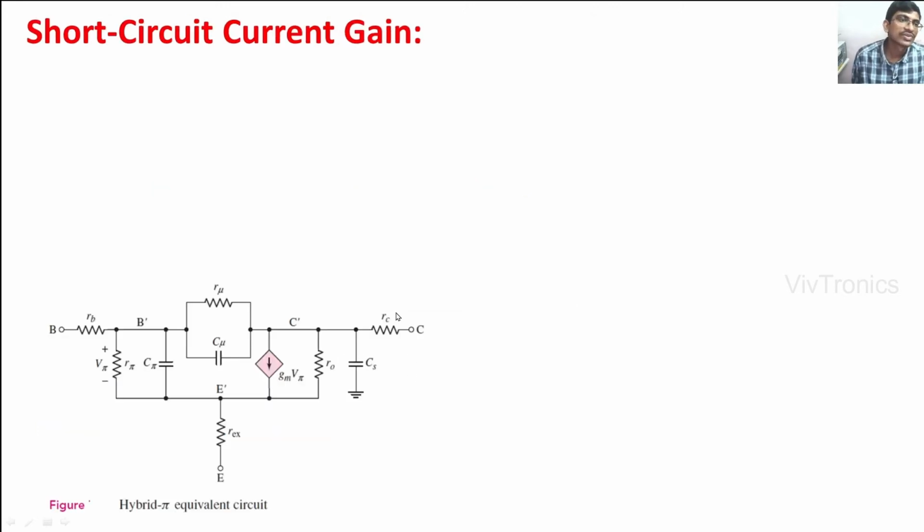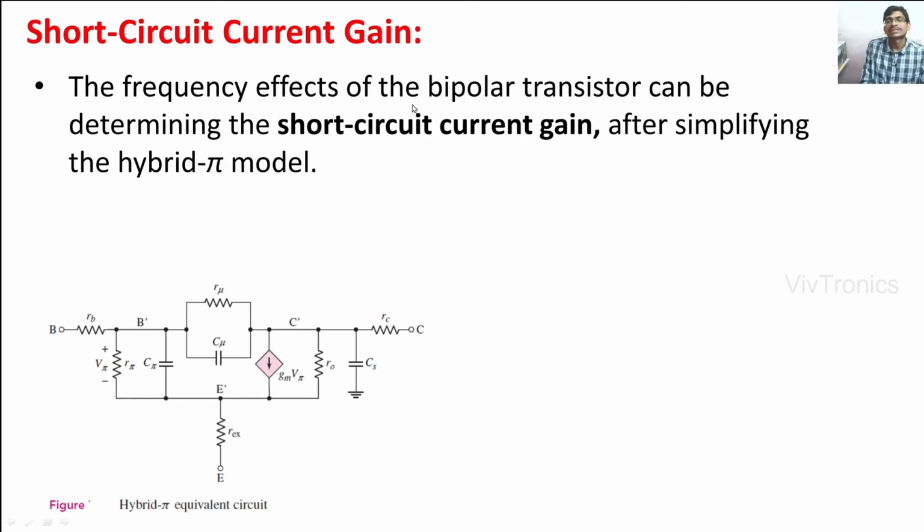Next, we are going to see about the short circuit current gain of the CE amplifier, which was a somewhat important topic. The frequency effects of the bipolar transistor can be determined by the short circuit current gain after simplifying the hybrid pi model. So in order to get the frequency effects, like what is the effect at low frequency and what is the effect at high frequency, we can use the short circuit current gain.